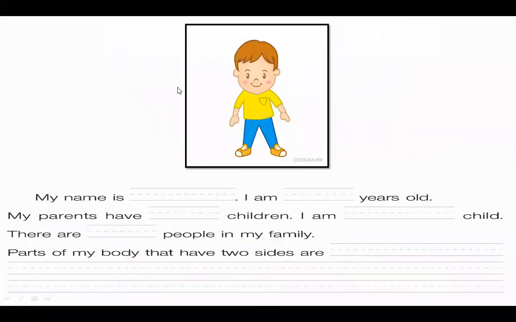Okay, look at this picture. This is also in your book. This is one of the activities that you're going to do in a while. But first, teacher will give you an example. This is a boy, right? All right, let's fill in the space here. My name is John Lee. The name of the boy is John Lee.